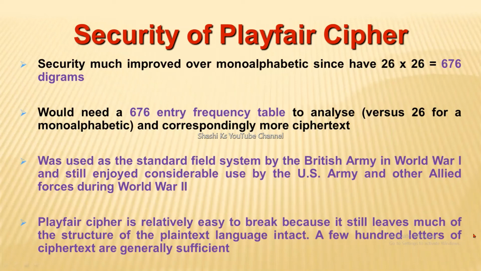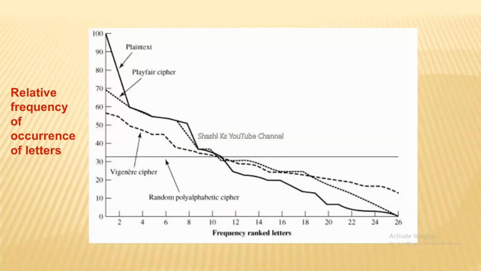This used to provide a lot of security, and it was used by the British Army and US Army in World War I and World War II. So even though it is not easy to break by hand, we need to make use of a computer to break this Playfair cipher. But still, much of the structure in the plain text is revealed in the ciphertext. So just a few hundred letters in the ciphertext is sufficient for the attacker to find out the plain text here.